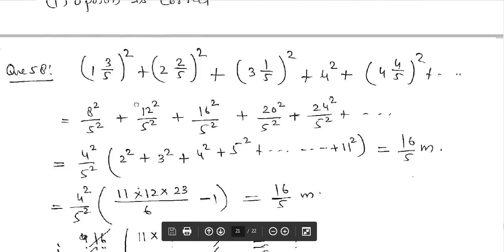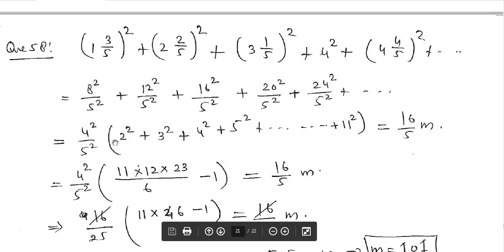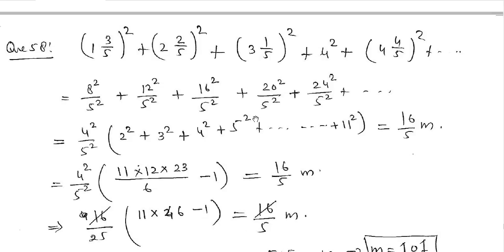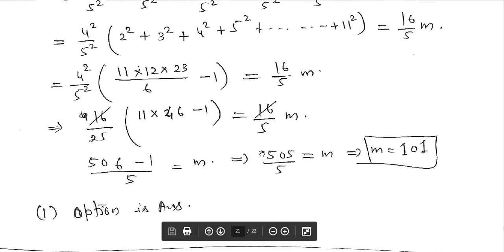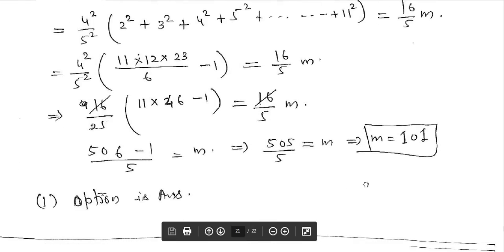In question number 58, this is a series. If we simplify this like this and take 4 square by 5, you will easily crack this series. You need to find this series, and it has the formula n plus 1 into 2n plus 1 by 6. It starts from 1, but this is not starting from 1, so we need to remove this. On simplifying we are getting m equal to 101.